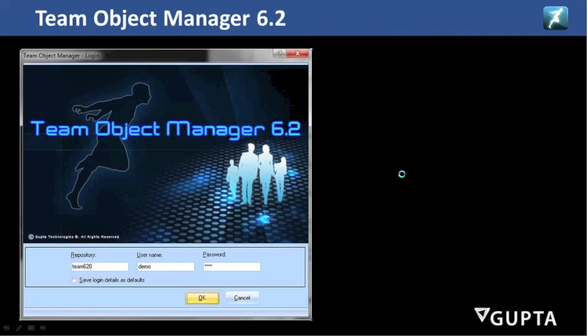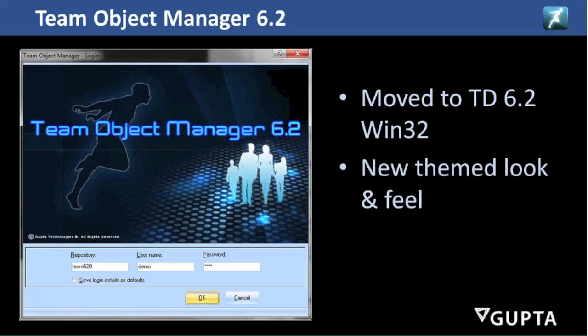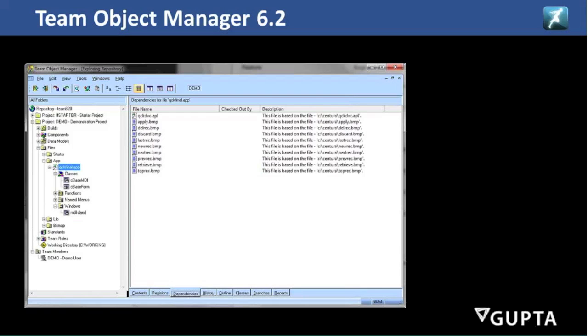Other things in Team Developer 6.2. Team Object Manager has been moved to be a TD 6.2 Win32 application, meaning it's using the new themed look and feel of Team Developer 6.x. And this is how it looks. Actually, this multi-column list box is part of .NET now as well, and you can use that on .NET now. But this is Team Object Manager having the new themed look and feel.